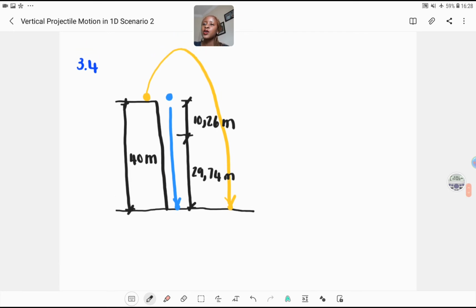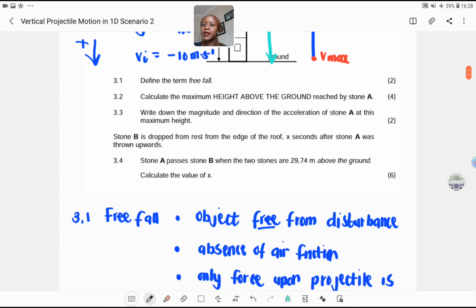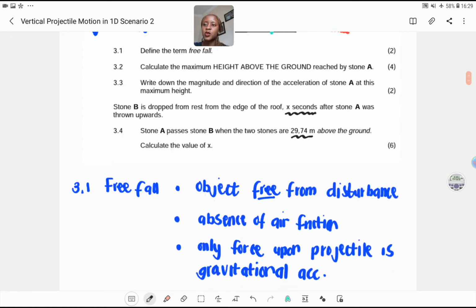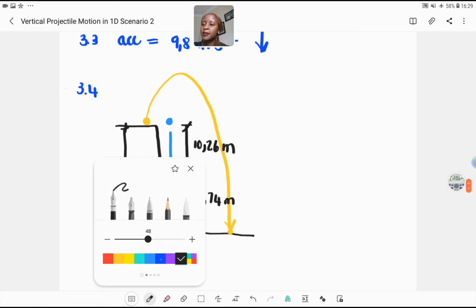So what are we looking for? Let us go check again what the question is. It's saying the second stone, stone B, is dropped from rest, X seconds after stone A was thrown upwards. So we want to know what those seconds are. That's what we're looking for. And then stone A passes stone B when the two stones are 29.74 meters above the ground. So we are looking for X. All right, awesome.